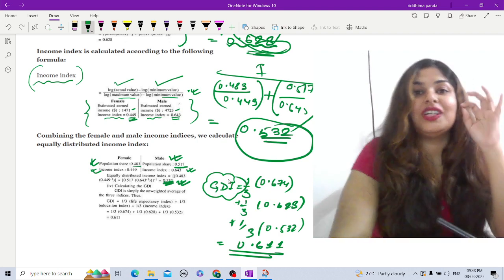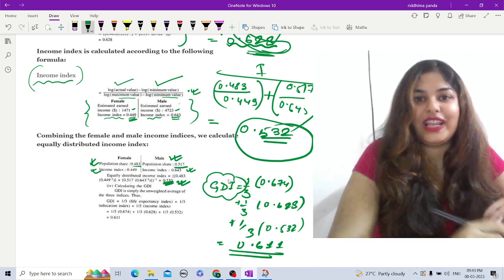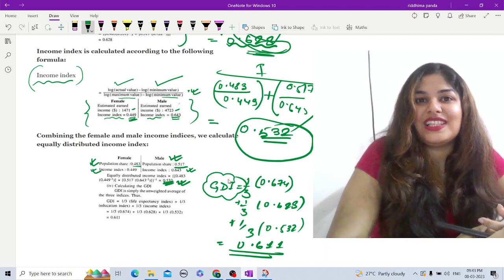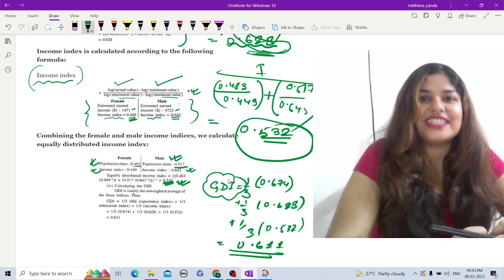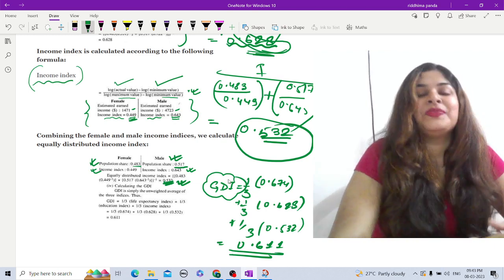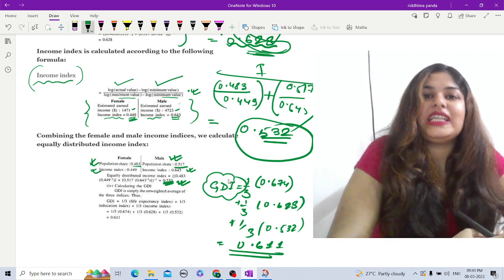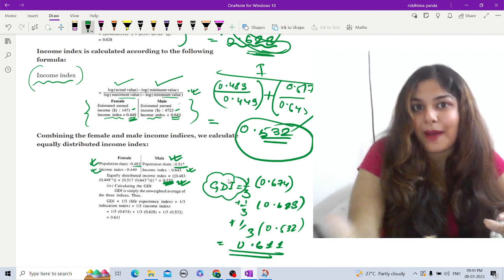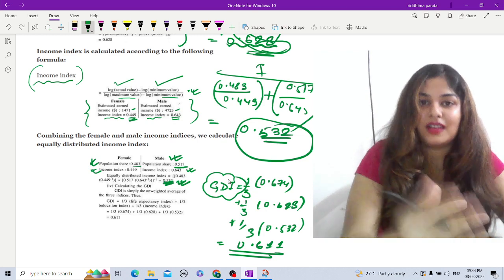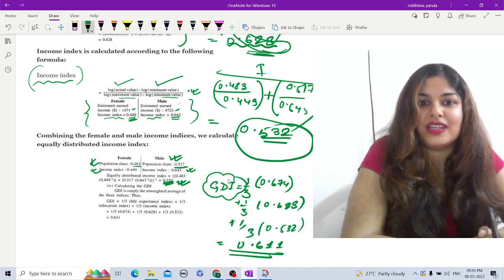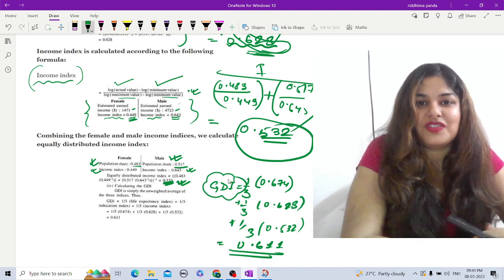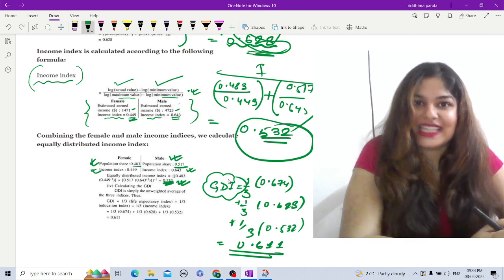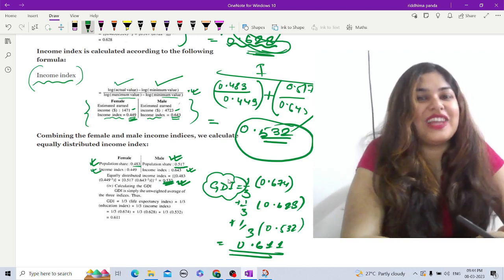Now in the previous video, while I was explaining what GDI is, I told you that if the number is greater than 0.5 for a country, then we can say that in that particular country the gender inequality is fairly minimum. So the higher the number, the lower the gender disparity. So here it is greater than 0.5, so we can say that comparatively the gender disparity is less. So this is the conclusion from it, and this is how we can calculate GDI.